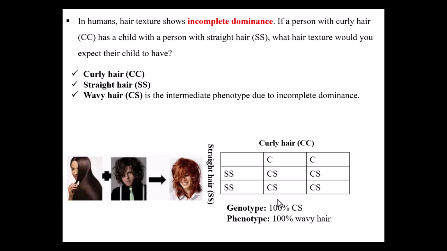Genotype represents the genetic code. In this table, the genotypes are 100% CS. That is the genotype. For phenotype, we describe what we see. In the figure, we see that there is wavy hair. And CS is the code for wavy hair.